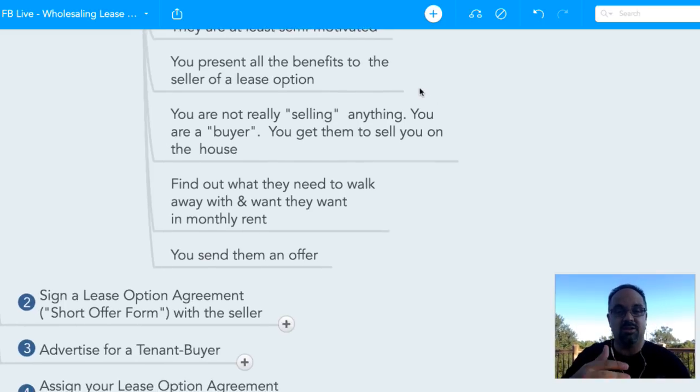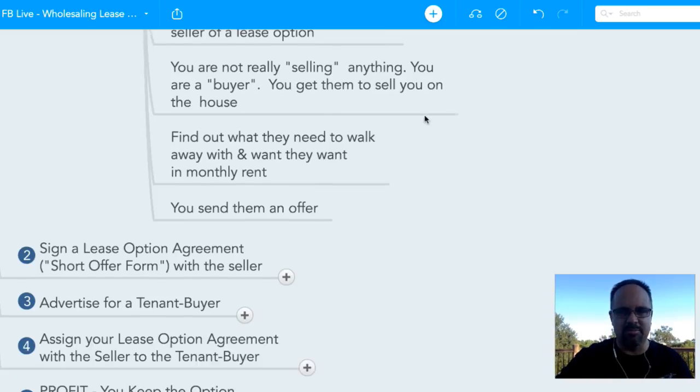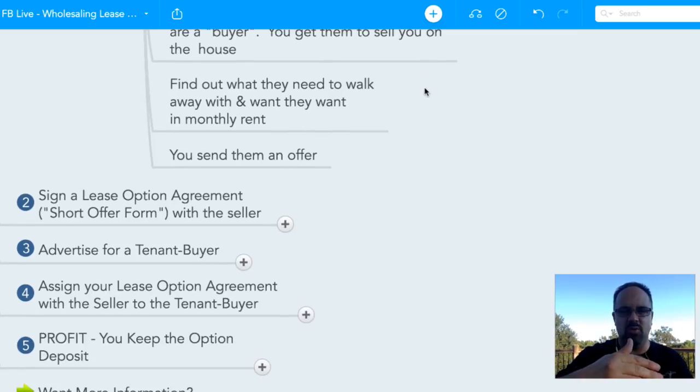When you find a good seller, you just present the benefits of a lease option to the seller in the form of an offer. I'm not really selling anything. I'm the buyer of this house. I'm looking for a property that I can lease option and add to my portfolio. So basically, I just make an offer. I'll talk about the questions you can ask sellers in a future mind map episode, but I'm just making an offer to lease purchase their house, okay? Basically, I want to find out what they need to walk away with and what they want in monthly rent, and that's my offer, and I send them an offer in the mail.